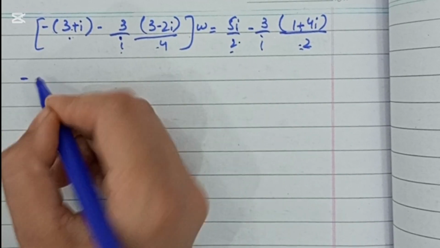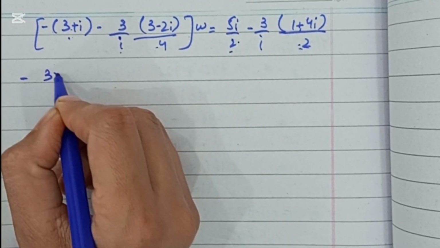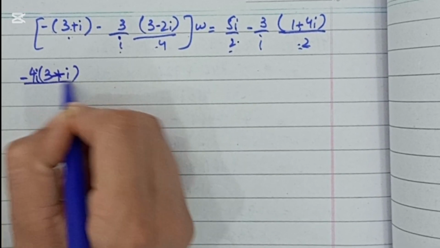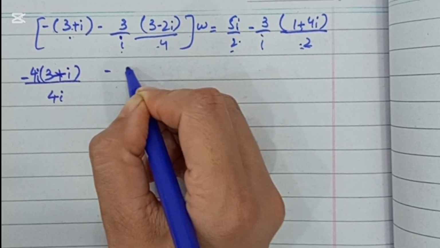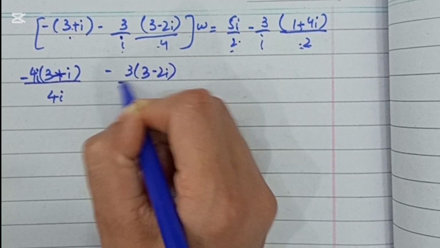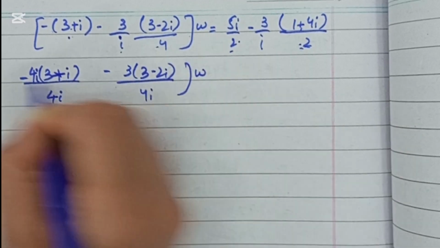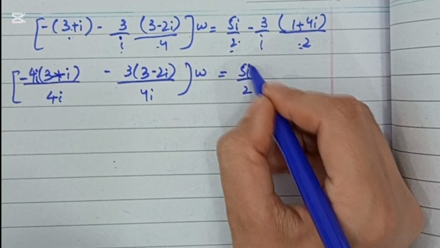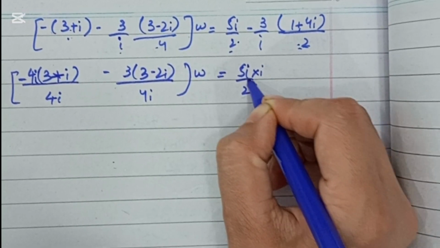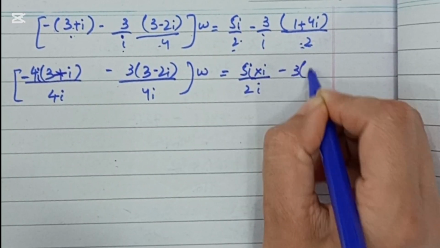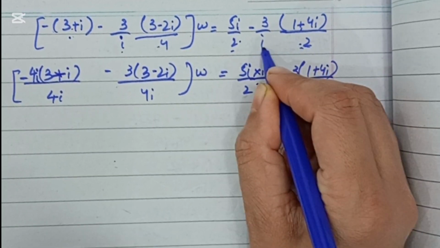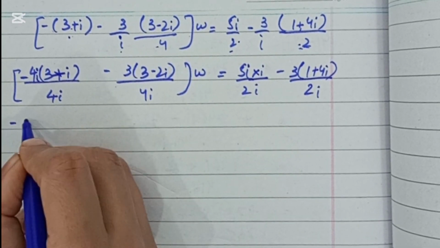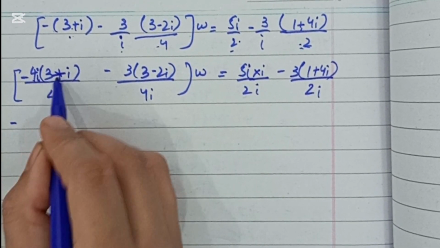Okay, so here you see 3 plus iota into 4 iota divided by 4 iota, minus 3 into 3 minus 2 iota divided by 4 iota. This is W. Here you see 5 iota by 2 multiplied by iota in the numerator as well as in the denominator. It is like this, 2 into iota is 2 iota. So the denominators are now the same. Now we'll proceed towards the numerator. 4 iota will be multiplied here.